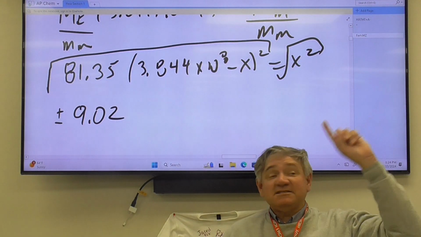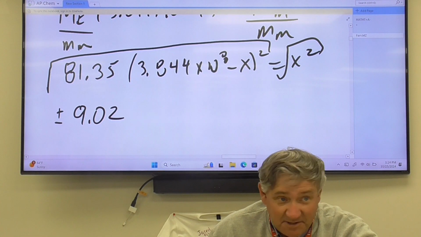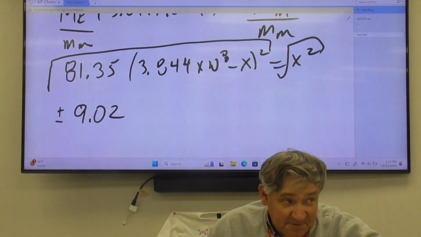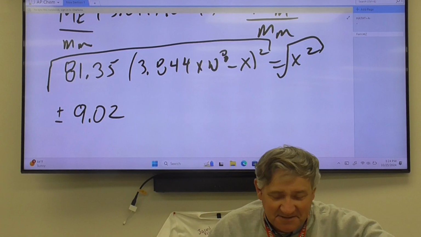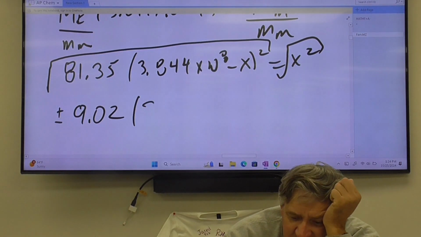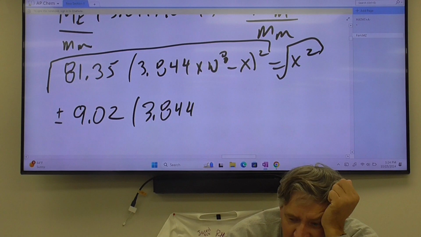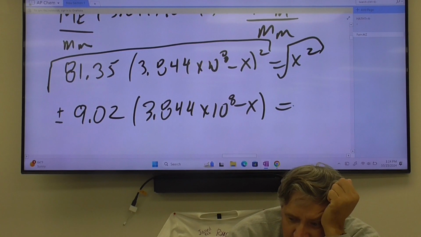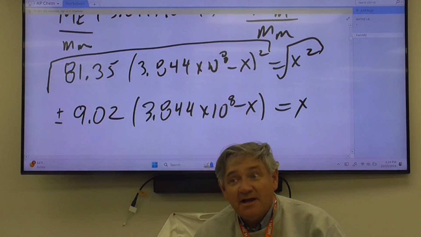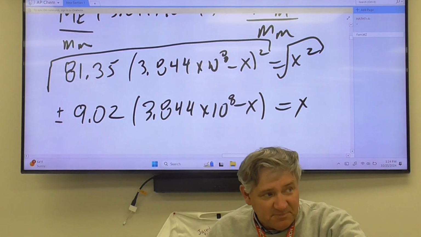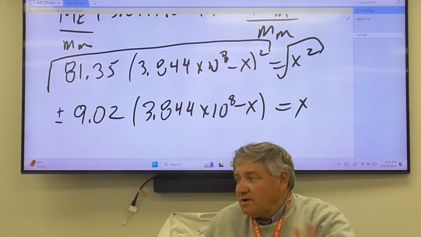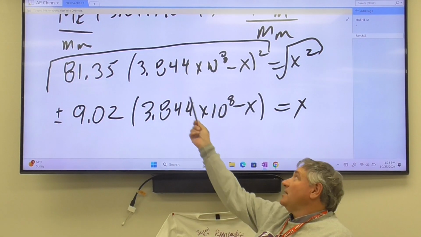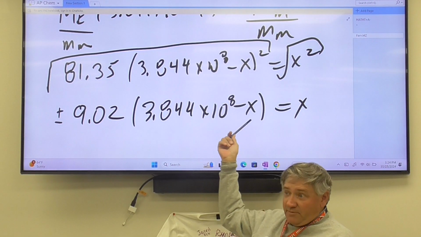But that's plus or minus. That's plus or minus. This is going to be important. That's plus or minus. So then you've got 3.844 times 10 to the 8th minus x equals x. So here's how you're going to get your two possible solutions. Situation number 1, you can take a positive 9.02 and distribute it over this.